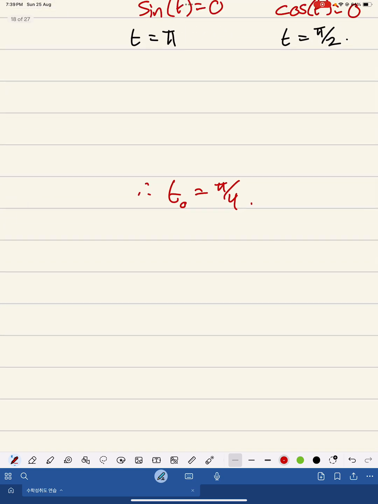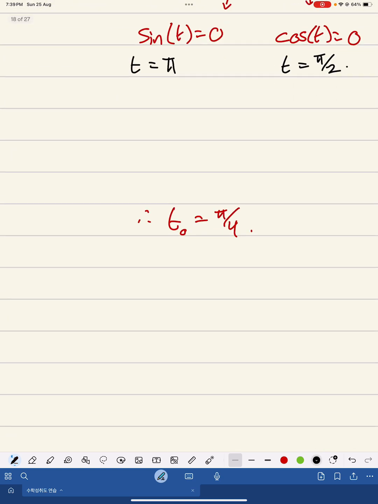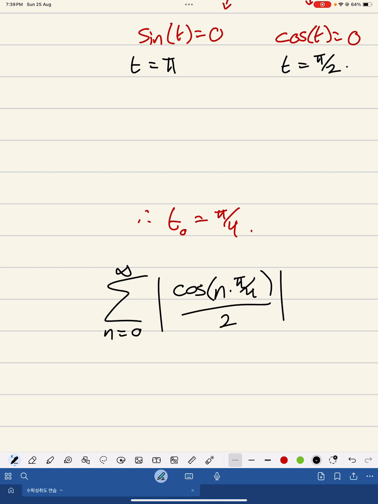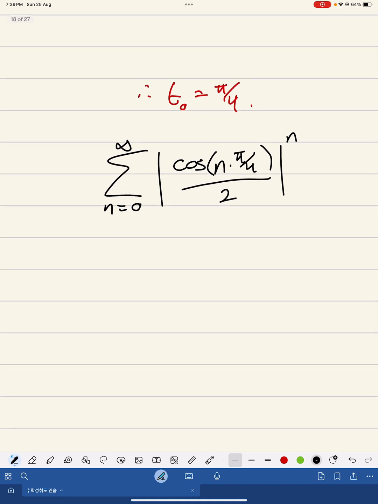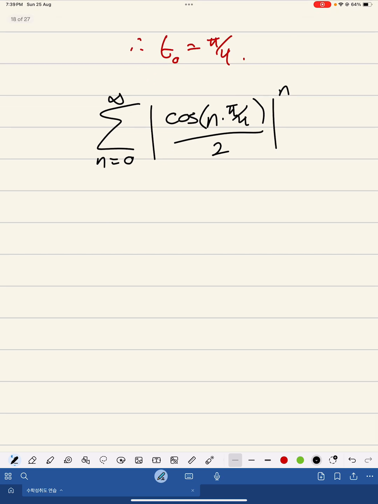So we can now write it as the sum from n equals 0 to n equals infinity of the absolute value of cosine of n times t sub 0, which is pi over 4, over 2, absolute value, to the nth power. Now this might look very difficult at first, but if we try writing the sum out, maybe that might make our lives easier.